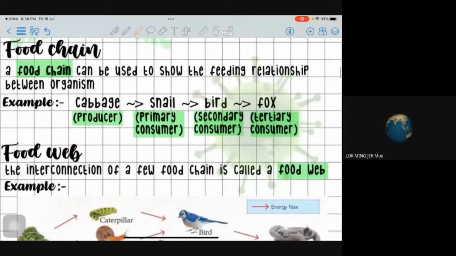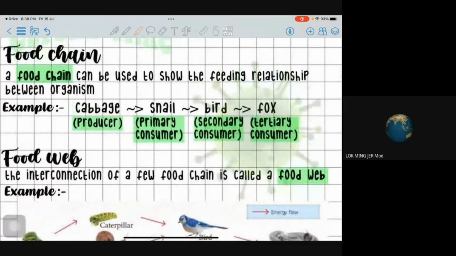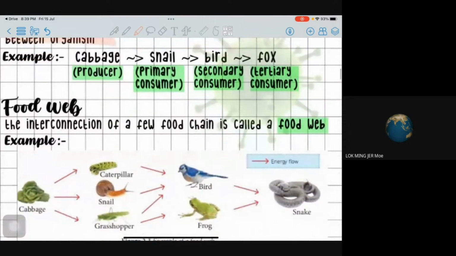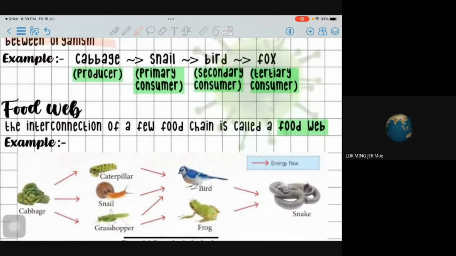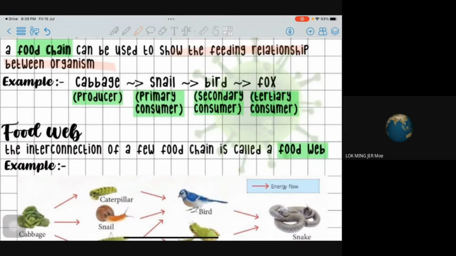Okay, so let's see what a food chain is, that you already learned. It can be used to show the feeding relationship between organisms. For example, we have the producer, which should be plants, right? Here they give us the example of cabbage, and then the snail eats cabbage, and then the bird eats snails and the fox eats the bird. So remember, I told you, the tertiary consumer should be the one that eats only meat.